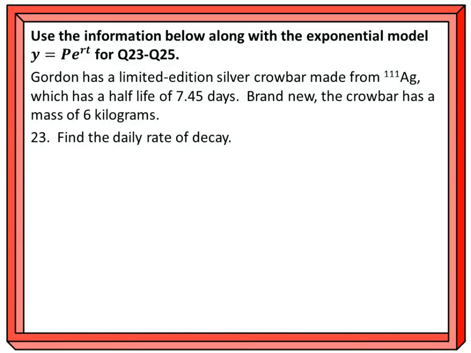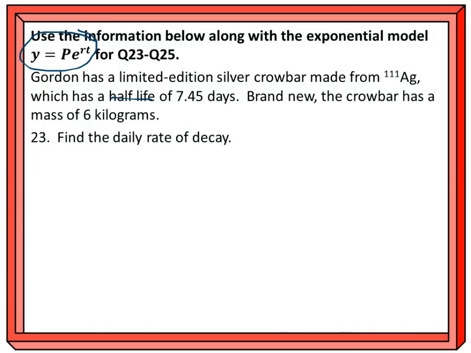Alright, on the next couple of questions we have basically a half-life question. Anytime you're talking about half-life, we're using the PERT model because it's a continuous exponential decay. So on this question, the lead-in is Gordon has a limited edition silver crowbar made from silver 111, some isotope of silver that's highly unstable because it has a half-life of just over a week, 7.45 days. Crazy. Brand new, the crowbar has a mass of 6 kilograms.